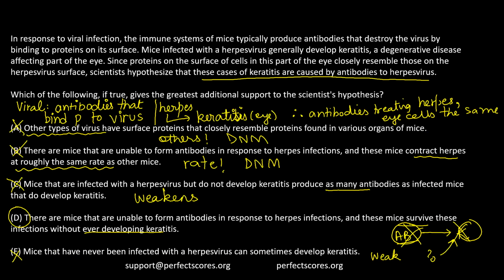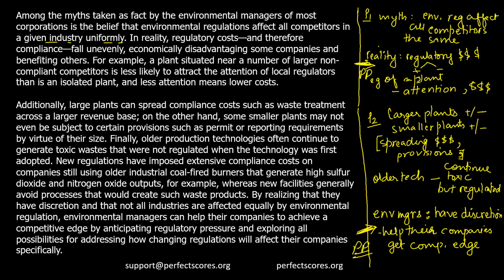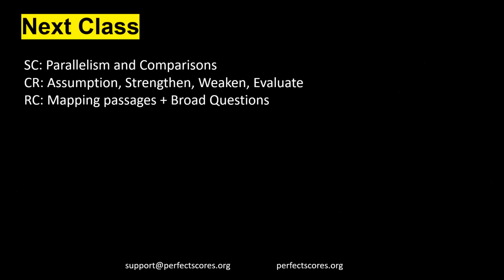So that was all for critical reasoning. Let me just go to what we'll be covering next week. Next week we have parallelism and comparisons. Just a little heads up on what these are. Parallelism would be when you have a list of items separated by and. All you need to do is make sure that all of them are compatible with each other. Either they're all verbs, and if they're all verbs, they should be in the same tense. And usually these are the ones where you have really long sentences.